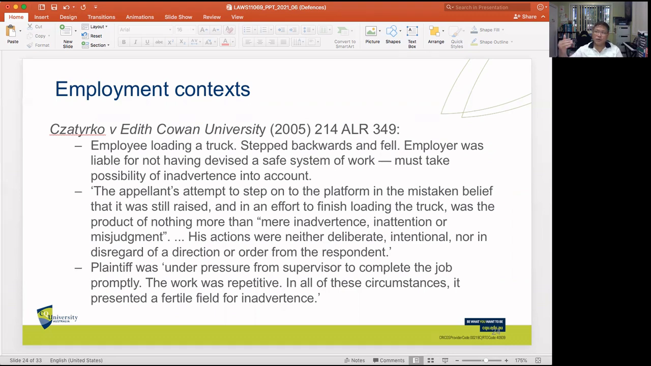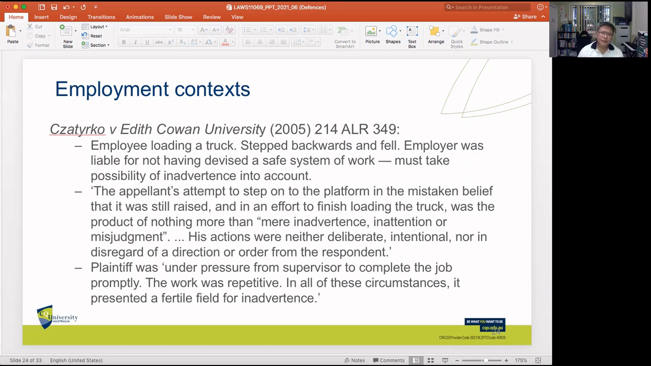So a safe system of work would have been ways of putting in signaling devices or safety mechanisms and so on. In that particular case, a safe system would take into account the possibility that at some point one of his employees may be forgetful and inattentive, or maybe inadvertent in the way that the task was being done.